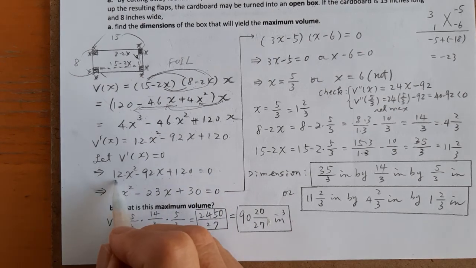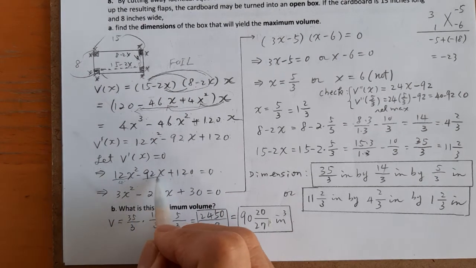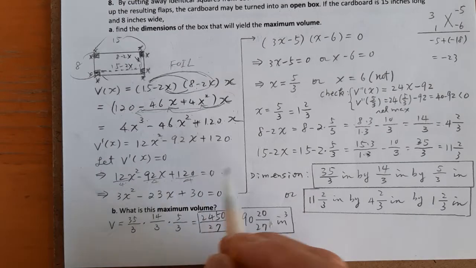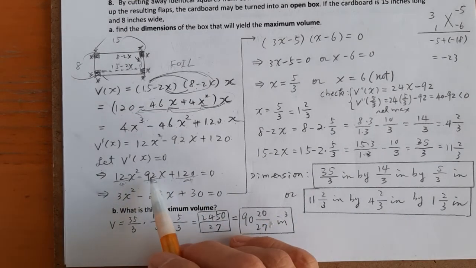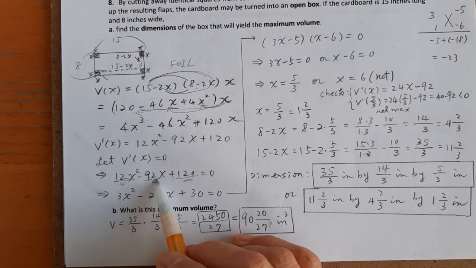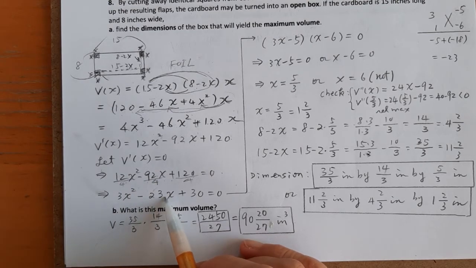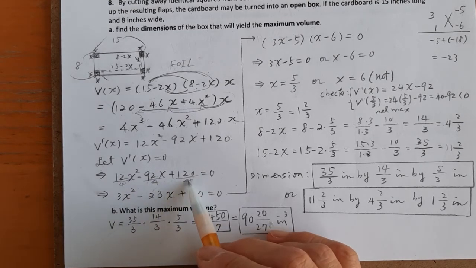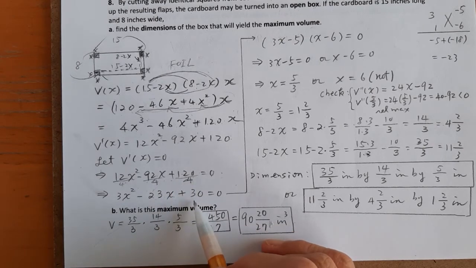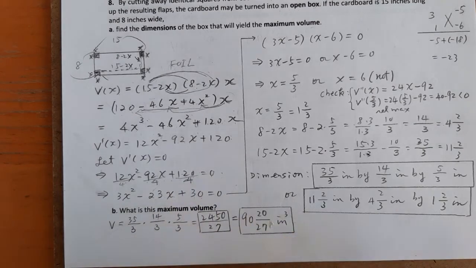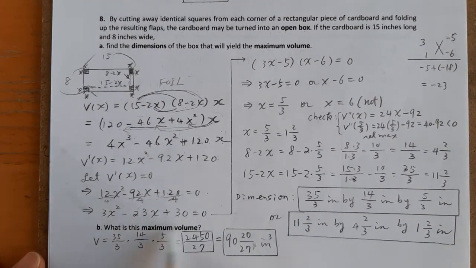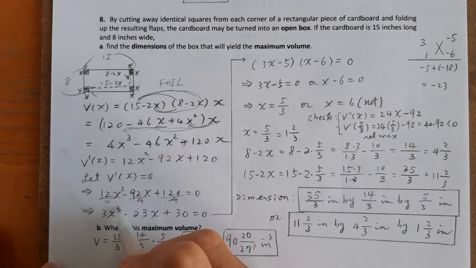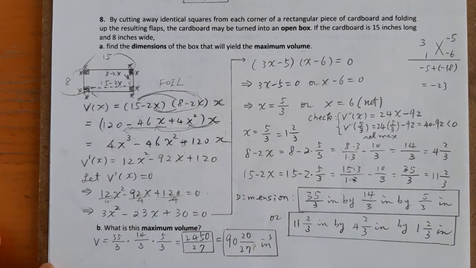Simplify it. You can divide each term by 4, the common factor 4. 12x squared divided by 4 is 3x squared. 92x divided by 4 is 23x. And 120 divided by 4 is 30, equal to 0. Then factor it. Because this is a quadratic equation, you factor it.